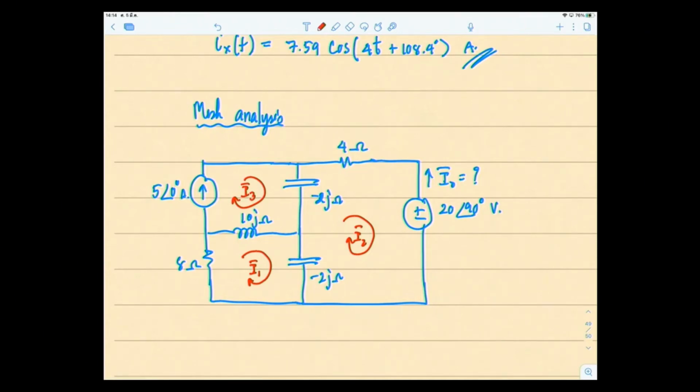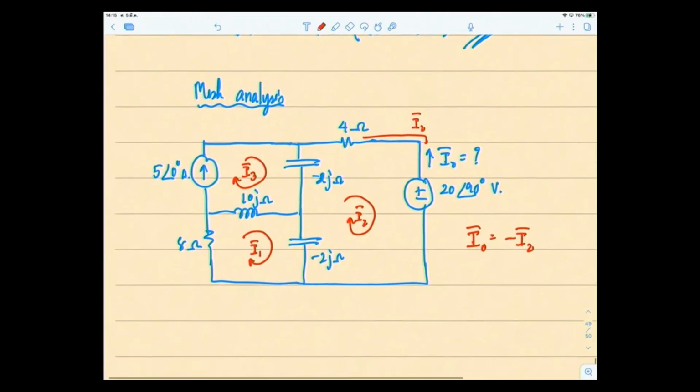Well, you want to find I out, so look at it. I out is nothing but I2, but in the reverse direction, because I2 flows like this, in the opposite direction. So actually you have to find I2 in this problem. I out is equal to minus I2. What else?